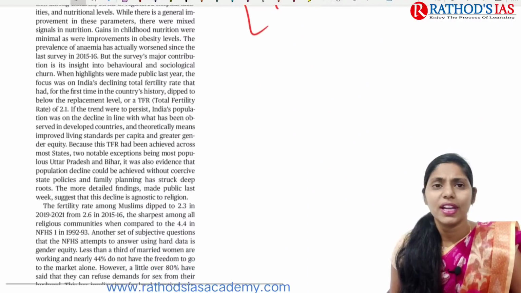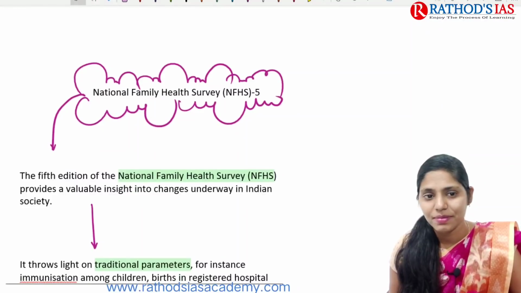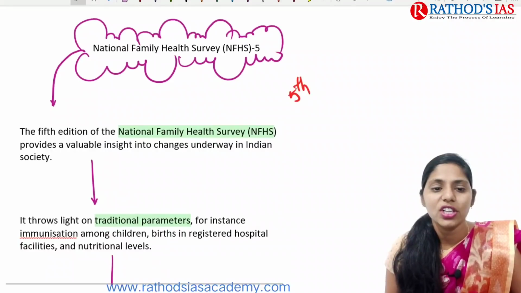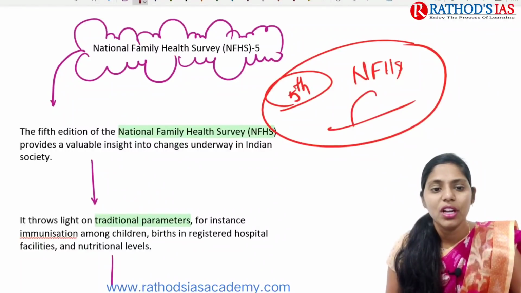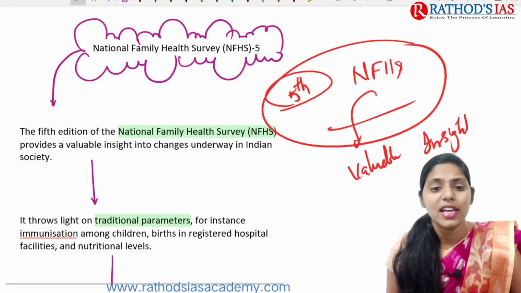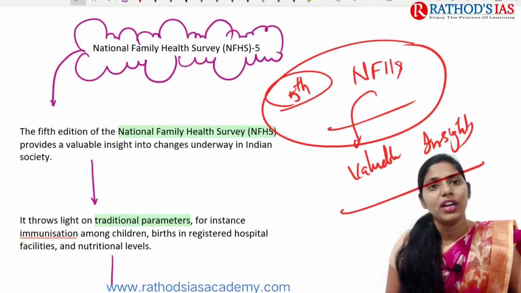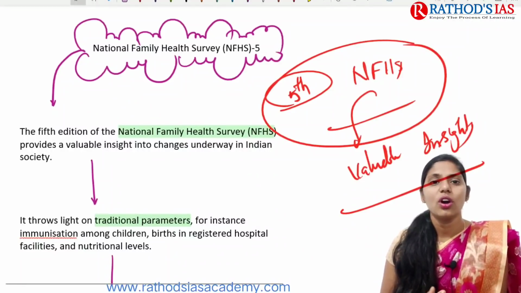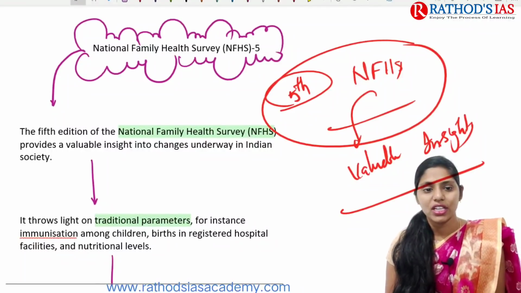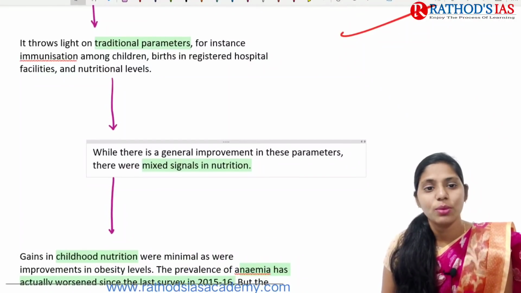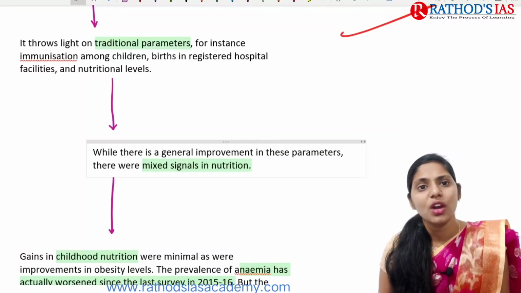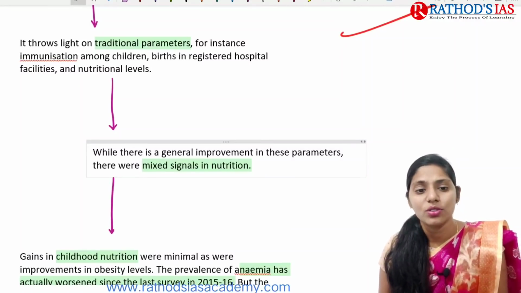This topic is important for your mains, not your prelims. Recently the 5th edition of the National Family Health Survey was released, which provides valuable insights into the changes seen in our Indian society. It throws light on traditional parameters, for example immunization among children, births in registered hospital facilities, and nutrition levels, and it also deals with some other important aspects of our society.